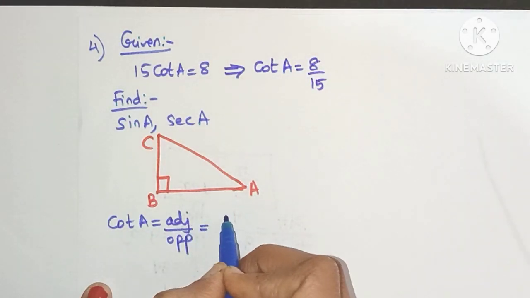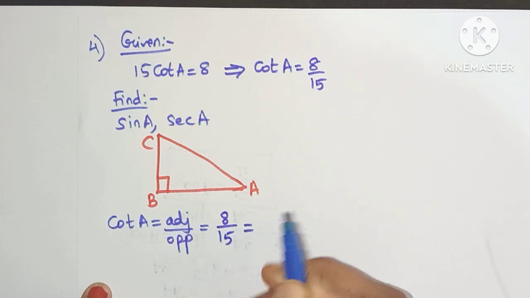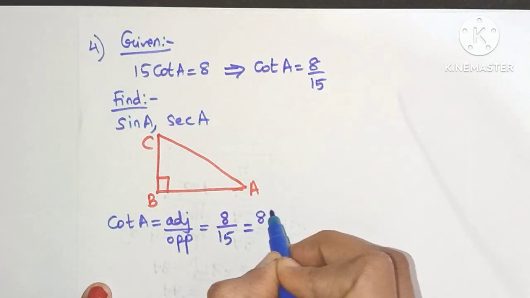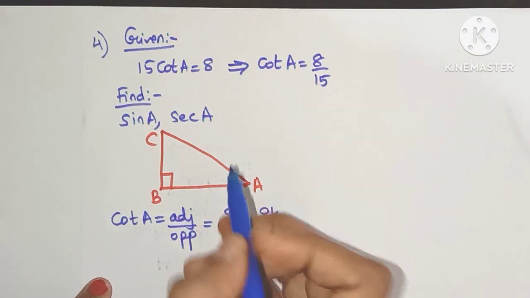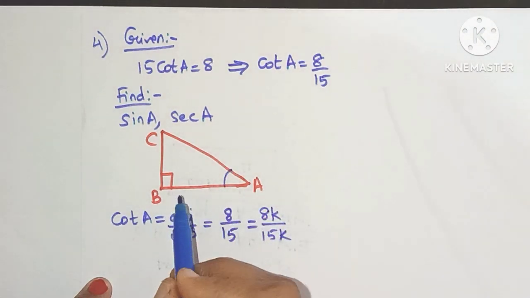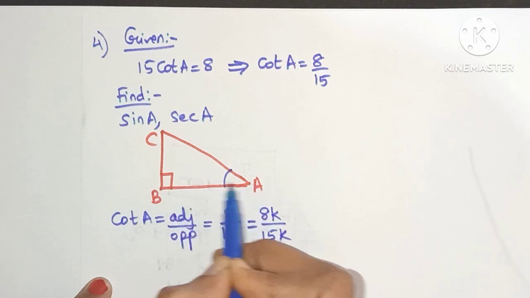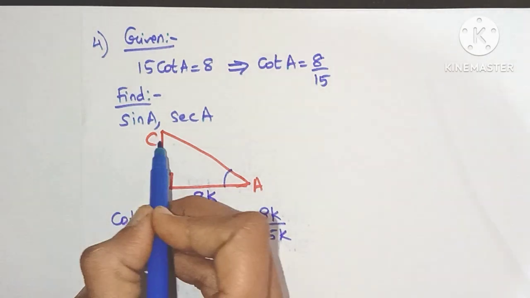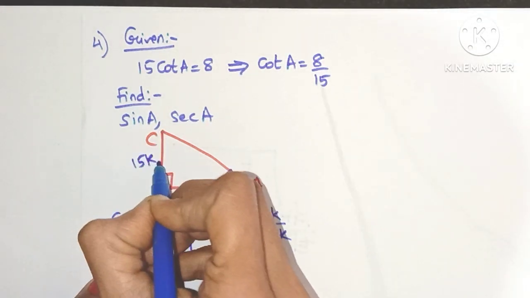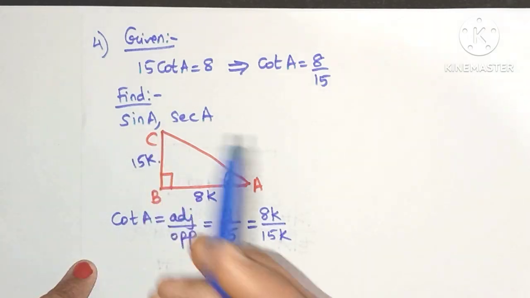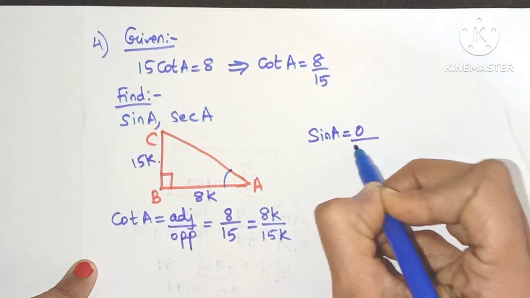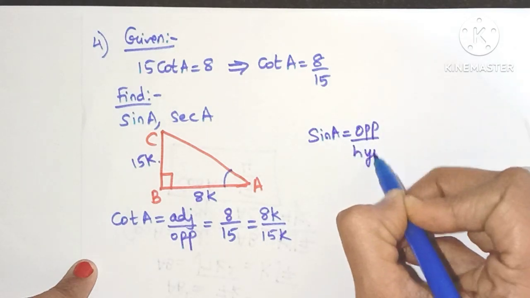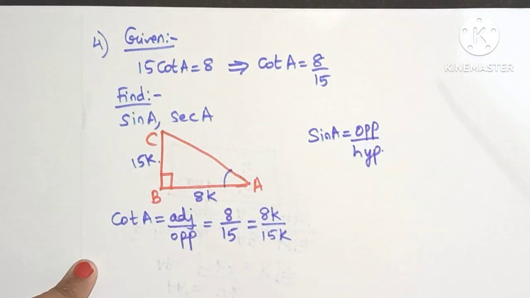So I can say that this is 8 by 15, which means my adjacent side is 8k and my opposite side is 15k. So if this is angle A, this is the adjacent side, 8k, and the opposite side is 15k. Now to find sin A, I need to know the hypotenuse, because sin A is opposite upon hypotenuse. So I need to know the hypotenuse.